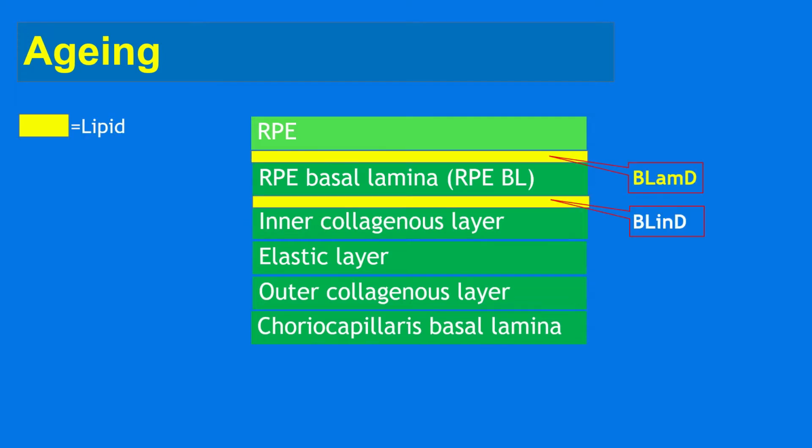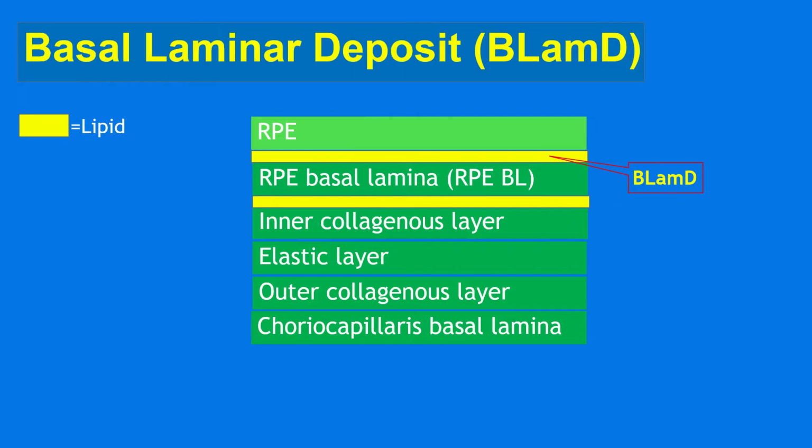So what happens in aging? In aging, there is deposition of lipid between RPE and its basal lamina, and between RPE basal lamina and rest of the layers of the Bruch's membrane. So the lipid which deposits between RPE and its basal lamina is called basal laminar deposit, and the lipid which gets accumulated or deposited between RPE basal lamina and rest of the layers of the Bruch's membrane is called basal linear deposit. In this video we are talking about the basal laminar deposit.